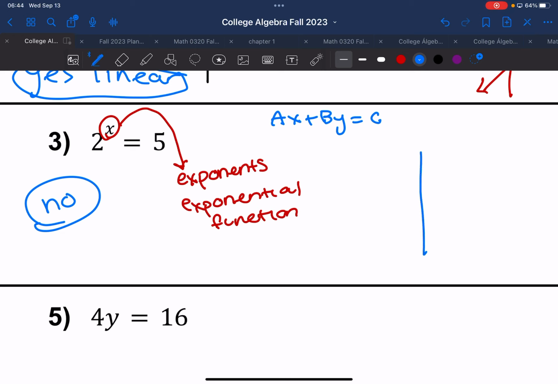And then just so you have it in the notes, an exponential function kind of looks like a curve like this.